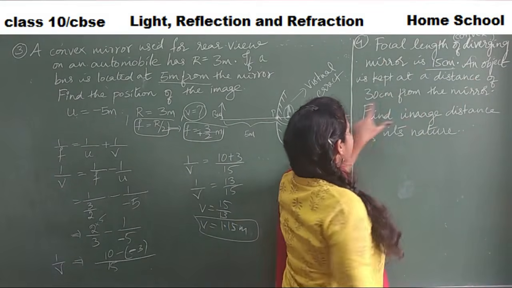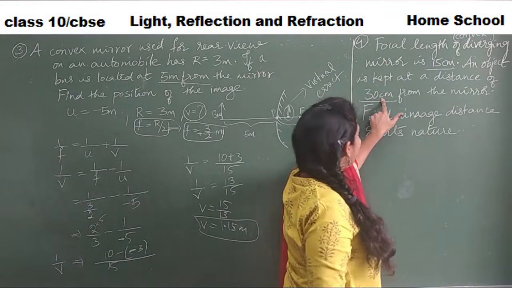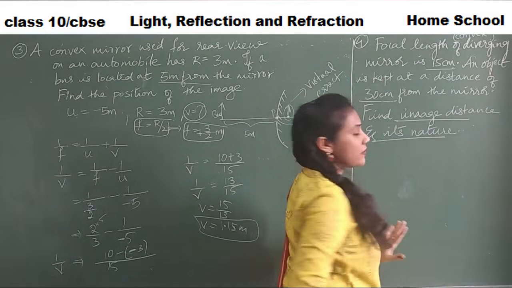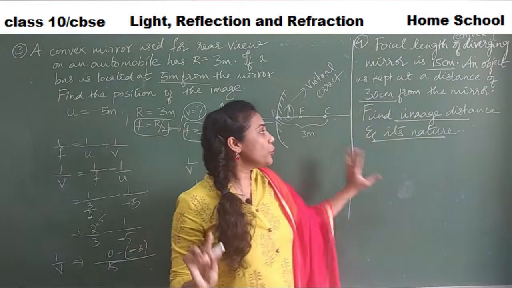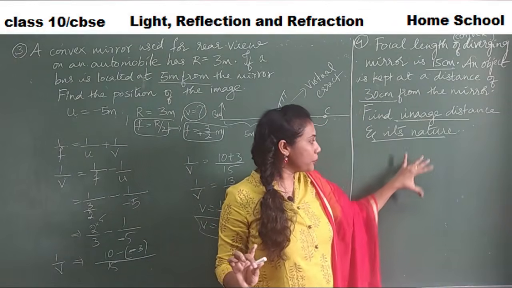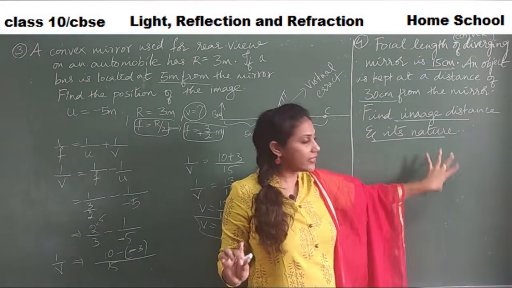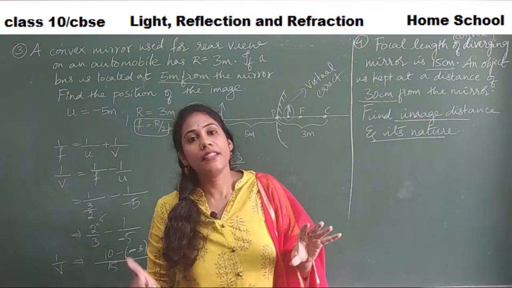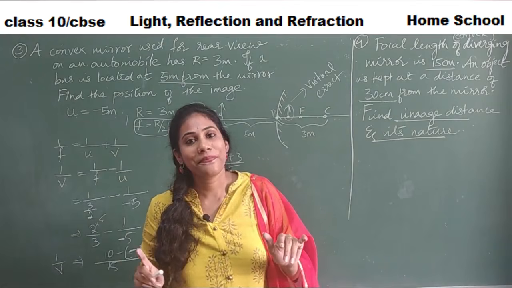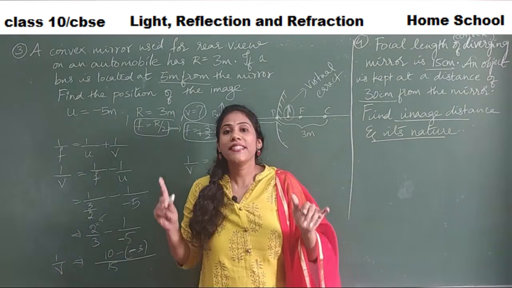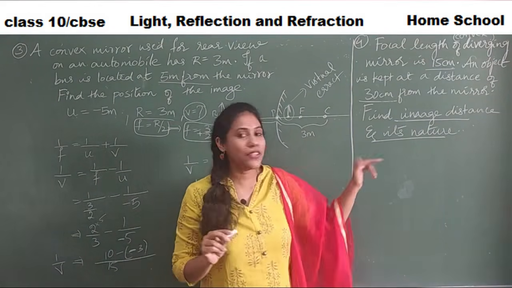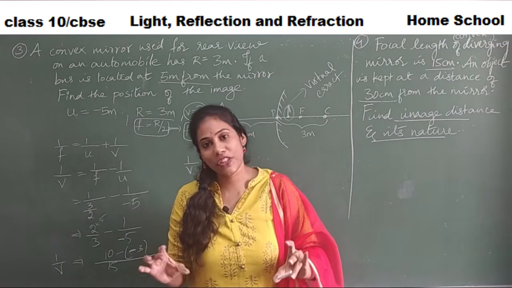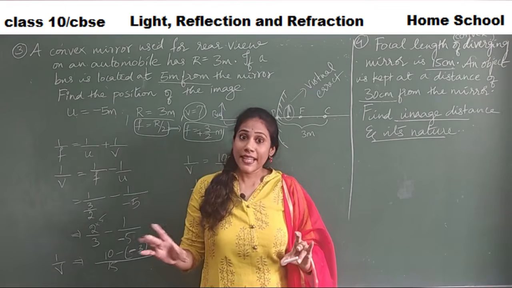Object is kept at a distance. That means object distance is given as 30 centimeter. Find the image distance and its nature. Okay, so do the problem carefully, put the given information along with the sign, apply the formula, calculate, and post the answer in the comments. We will be waiting. Let me check out who is giving the first answer for this particular question. Okay, so I complete this session. Let us meet up in the next session.